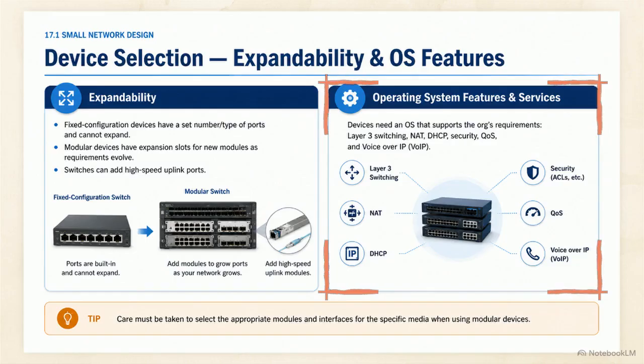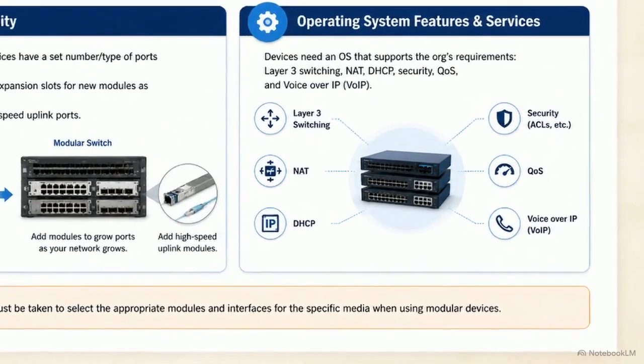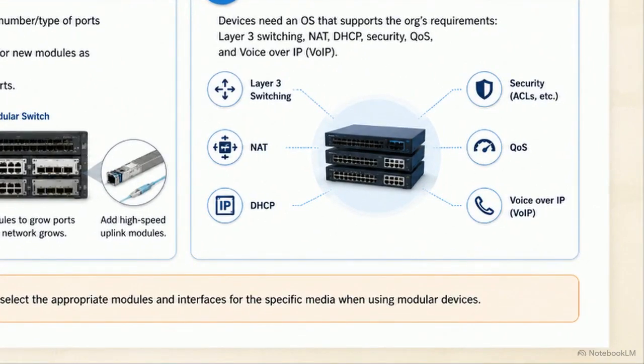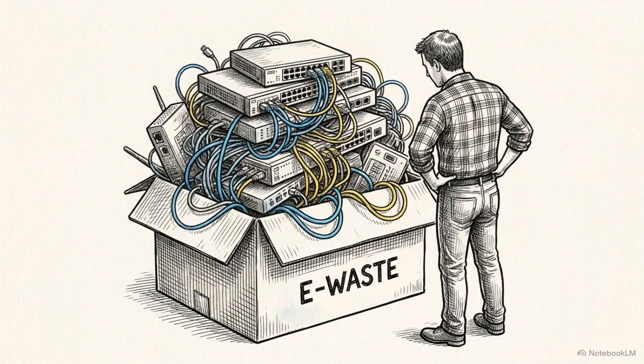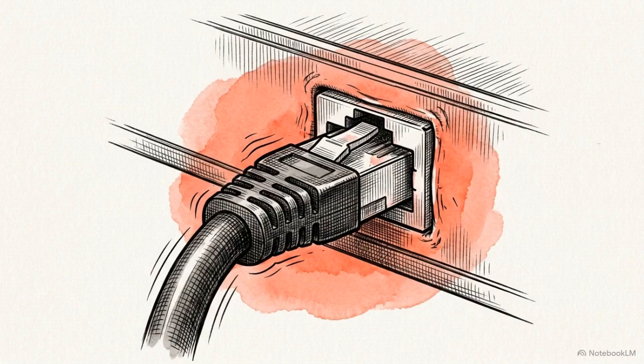Even the most expandable hardware is useless without the right operating system. The device's OS must natively support specific organizational requirements, specifically Layer 3 switching, network address translation, DHCP, and embedded security. Selecting the correct hardware combination upfront prevents you from having to rip out and replace your entire infrastructure during your next growth phase. The physical components dictate the absolute limits of the network. Poor selection immediately bottlenecks future scalability.